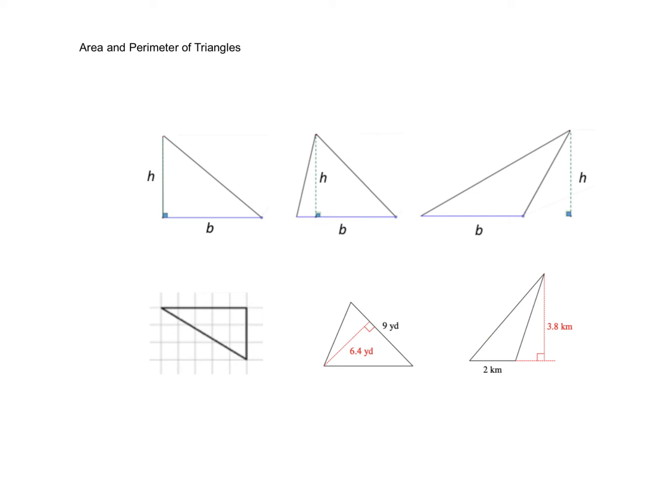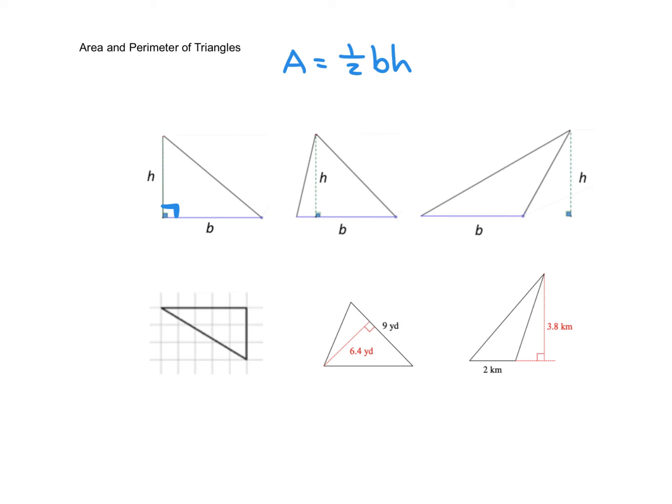And now for the area and perimeter of triangles. For perimeter, we're still just going to add up all the sides. For area, we're going to use the formula 1/2 base times height. And the base and the height have to be perpendicular. So we want to make sure that when we find the base and height, we're finding two lengths that make a right angle. So I showed a few cases. In a right triangle, the base and height would be two of the legs because those are perpendicular to each other.